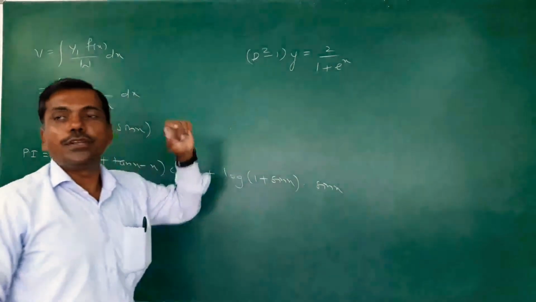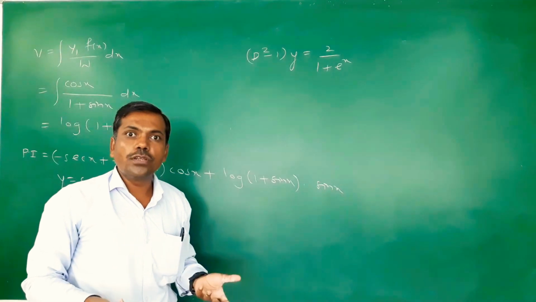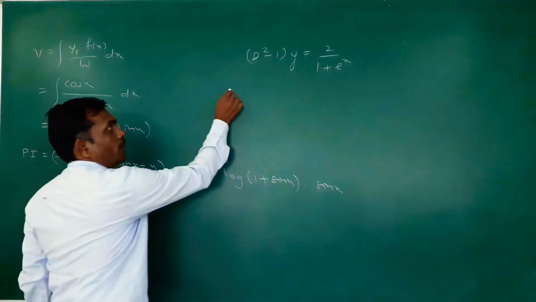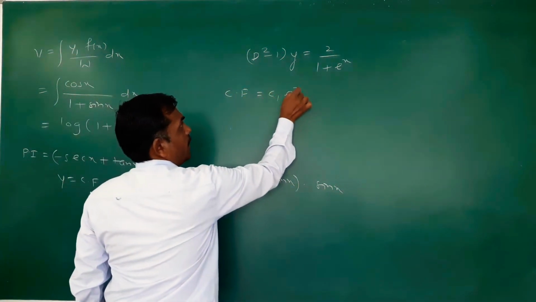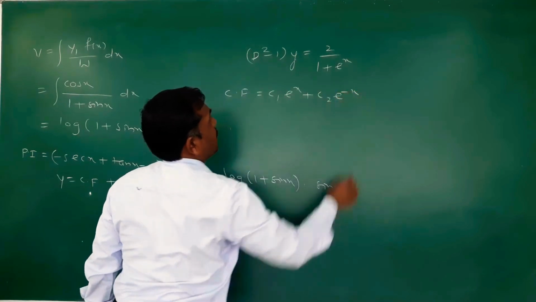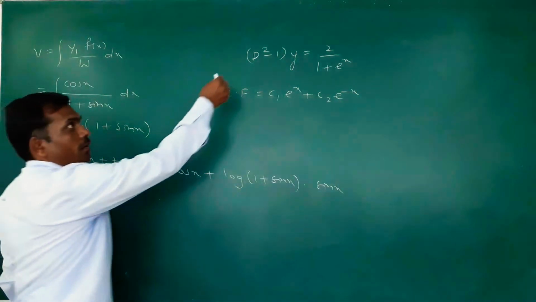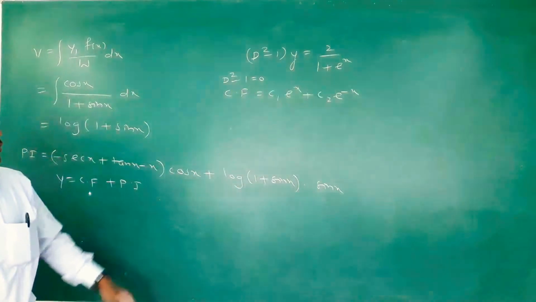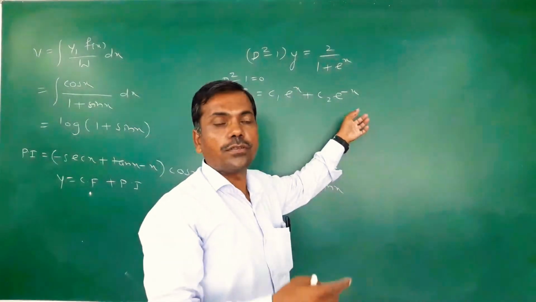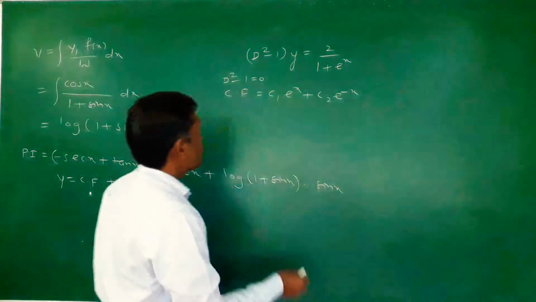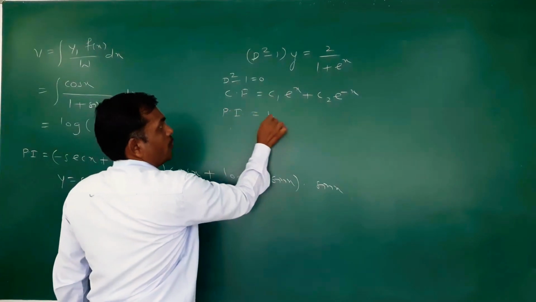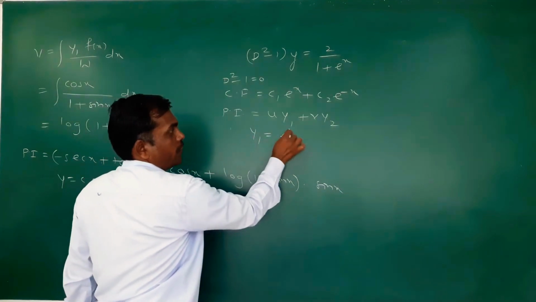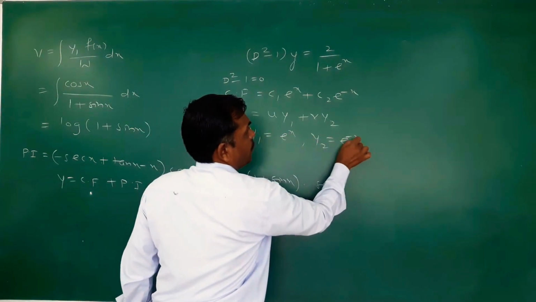D² minus 1, we can easily find out the CF, complementary function. What are the roots? 1 and minus 1. So CF is equal to, can I write directly, C1 e raised to x plus C2 e raised to minus x. This is your CF. Roots of D² minus 1 equal to 0 are D minus 1 and D plus 1. You may write in any order. So PI is equal to u y1 plus v y2. So y1 is equal to e raised to x, y2 is equal to e raised to minus x.